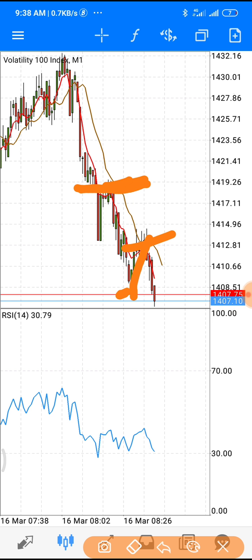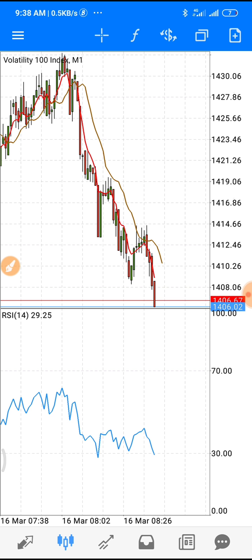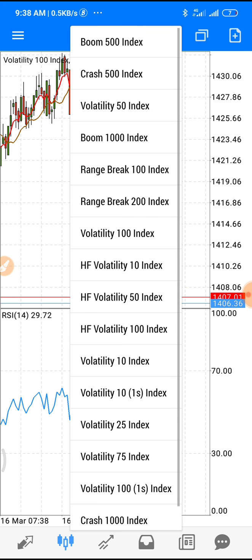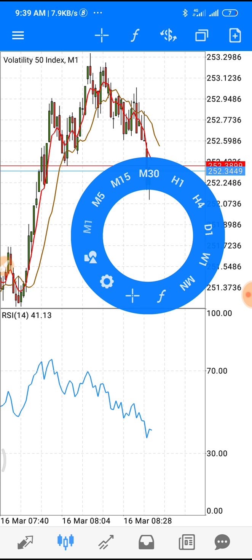Had I still been holding it now, it would still be in bigger profits. Right now you can see it is still dropping down deeper. So that is for volatility 100, and the same strategy works for volatility 50. So let's concentrate on volatility 100 and volatility 50.